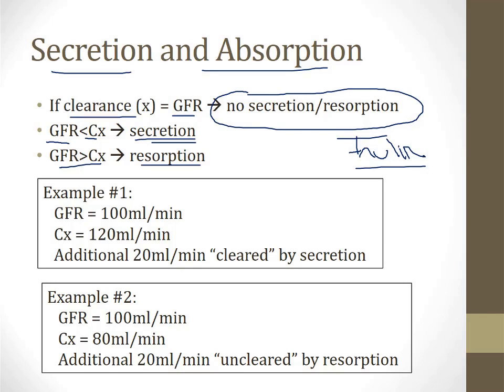So for example, assume the GFR is 100 milliliters per minute, but the clearance of a solute is 120 milliliters per minute. Then an additional 20 milliliters per minute must be getting cleared by secretion. The converse is also true. If the GFR is 100 milliliters per minute and the clearance of X is 80 milliliters per minute, then an additional 20 milliliters per minute must be uncleared, or reabsorbed, by the nephron.